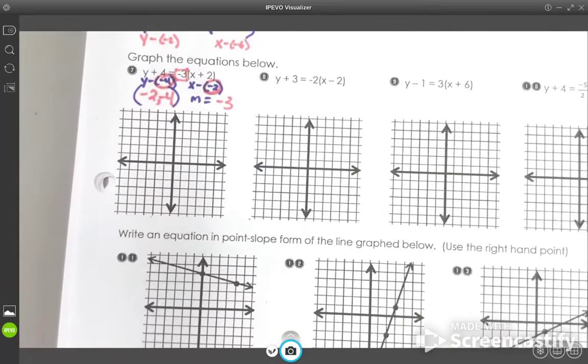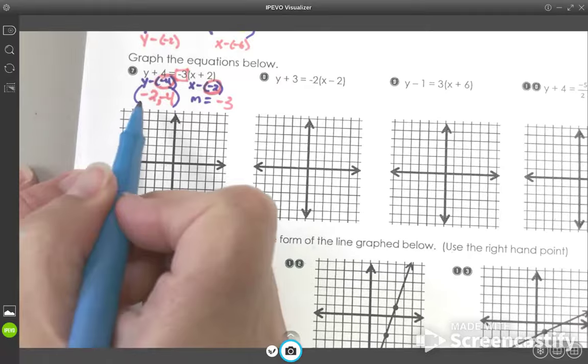Which piece of information do you think I use first, the point or the slope? Where do I start? Yep, Brooklyn or Chaley. Yes, the point. Just like slope-intercept form. Remember how we started on the y-axis? So Chaley's right. So start here.